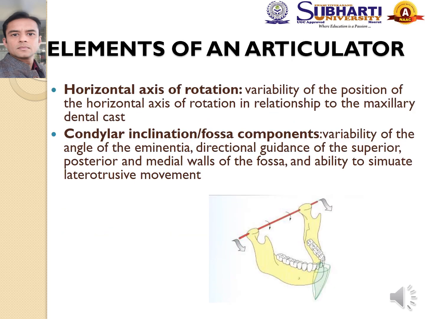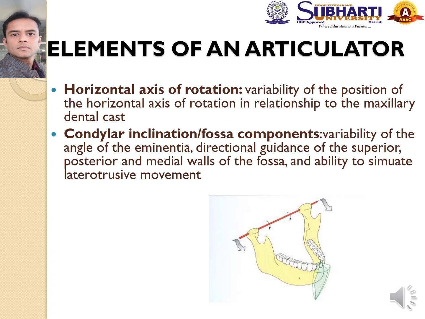Now coming over to the elements of an articulator. Basically we have the horizontal axis of rotation, where the condyles move along the horizontal axis. So the variability of the position of the horizontal axis of rotation in relationship to the maxillary dental cast.